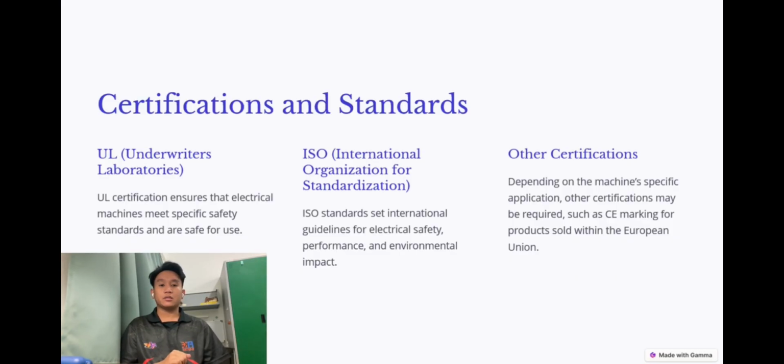Number two is ISO, the International Organization for Standardization. ISO standards set international guidelines for electrical safety, performance, and environmental impact. Number three is other certification. Depending on the machine's specific application, other certifications may be required, such as CE marking for products sold within the European Union.